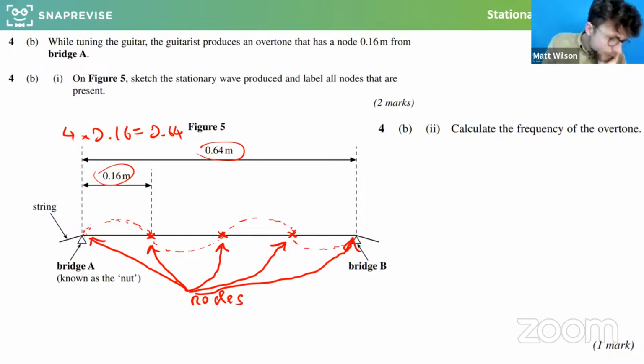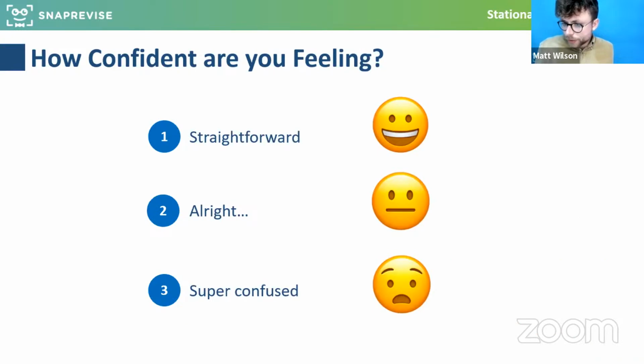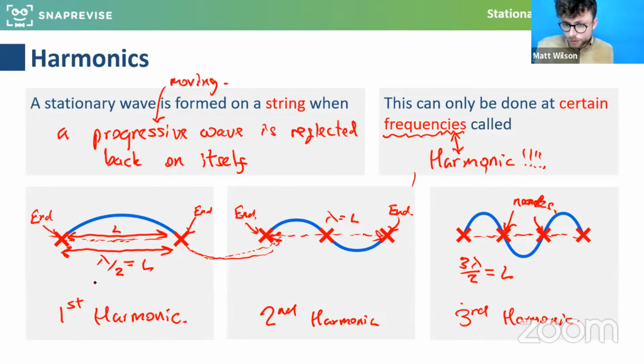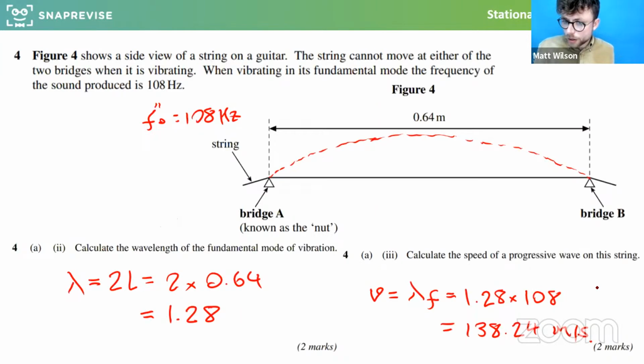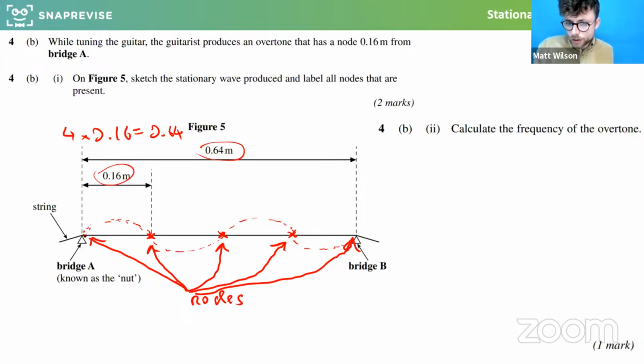Okay, 4BII. Calculate the frequency of this overtone. Okay, so let's go back a bit. We drew some pictures. This was the picture for the first harmonic. This was the picture then for the second harmonic. We had this picture for the third harmonic. And you can probably see that the picture that we're dealing with now is the next one on. So it's going to be the fourth harmonic here. We've gone up, down, up, down.